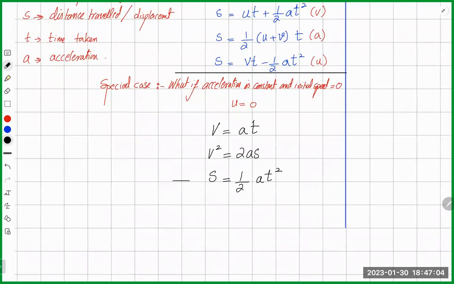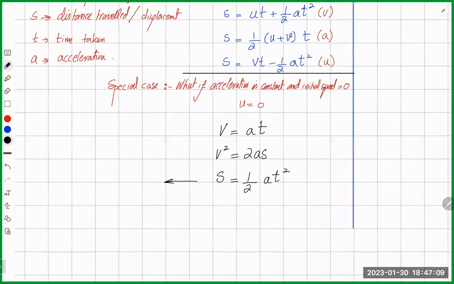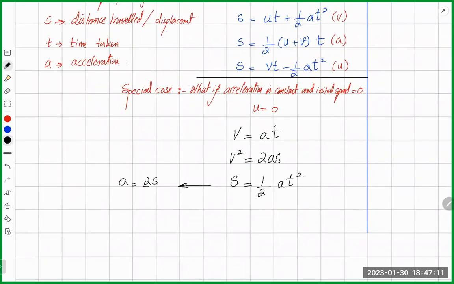And this can be reorganized or rearranged as a equals 2s over t square, and t equals square root of 2s over a. So all these formulas can be found from this one. Actually, it is the same formula in different arrangement.